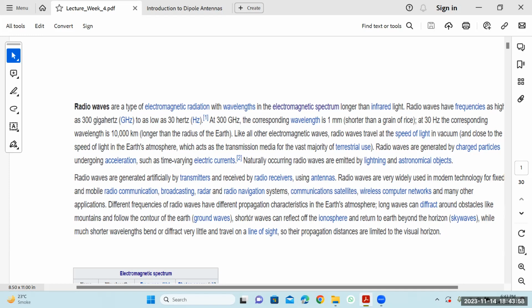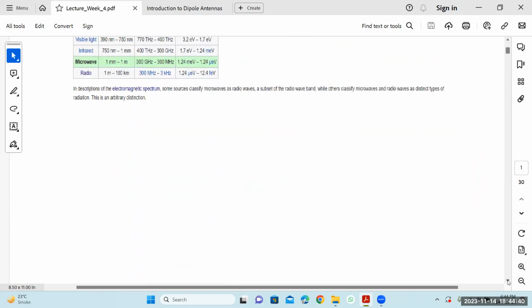Different frequencies of radio waves have different propagation characteristics in the Earth's atmosphere. Long waves can diffract around obstacles like mountains and follow the contour of the Earth. Short waves can reflect off the ionosphere, a layer that you see when you look at the sky, at a certain distance, and return to Earth beyond the horizon, while much shorter wavelengths bend or diffract very little and travel on a line of sight. So their propagation distances are limited to the visual horizon. We will see shortly what diffraction and scattering mean, because this is actually what our topic is all about.